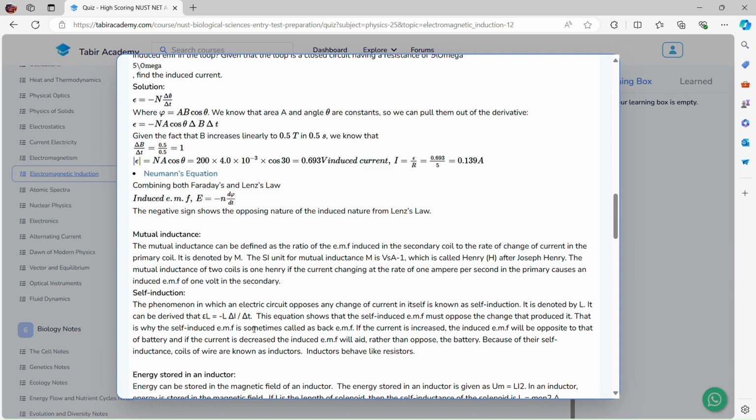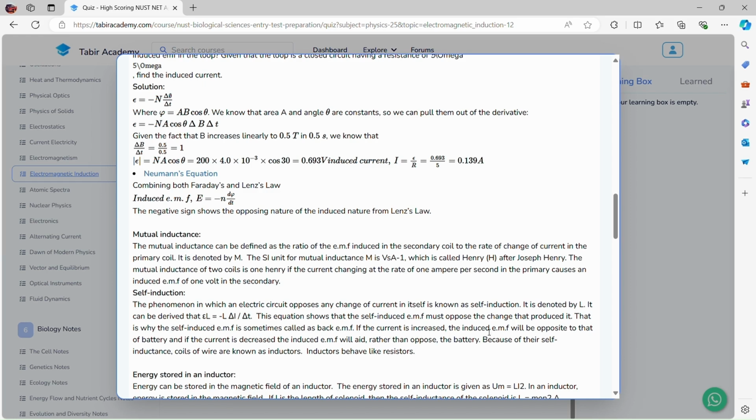Self-induction. The phenomenon in which an electric circuit opposes any change of current in itself is known as self-induction. It is denoted by L. It can be derived that epsilon L equals negative L multiplied by change in I over change in t. This equation shows that the self-induced EMF must oppose the change that produced it. That is why the self-induced EMF is sometimes called back EMF.